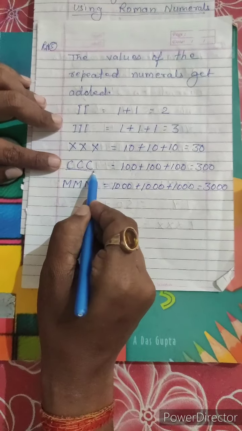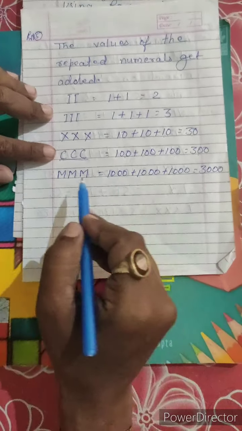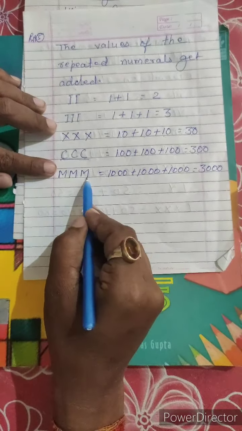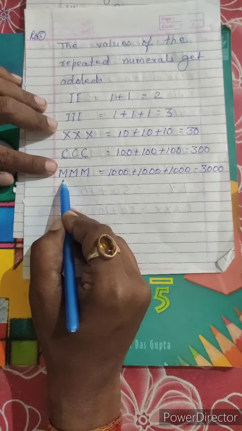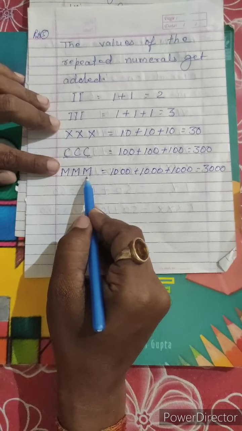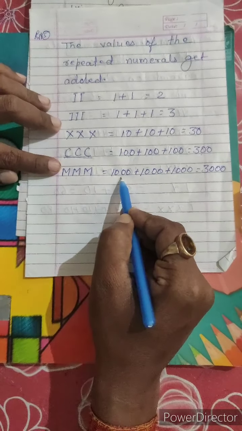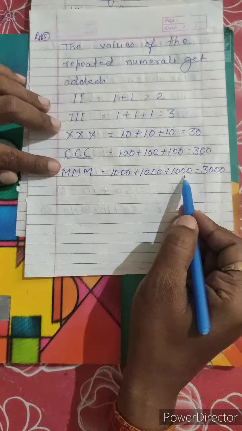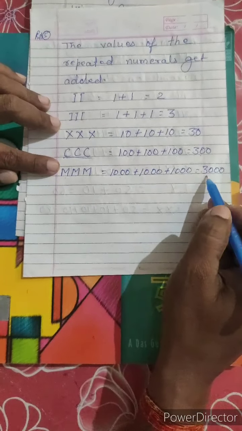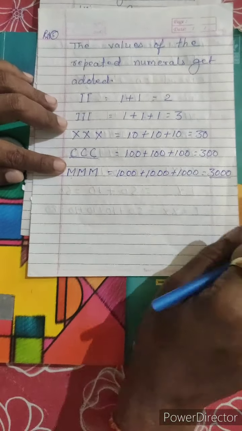So CCC means 300. Now M. The value of M is 1000 and M is repeated 3 times here, so the value is added 3 times.